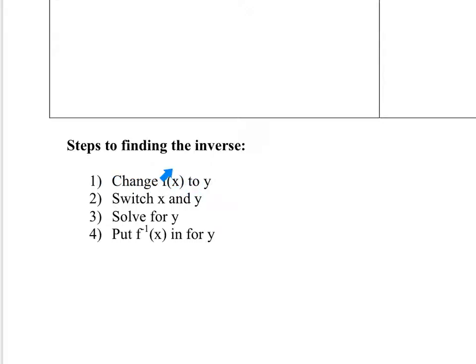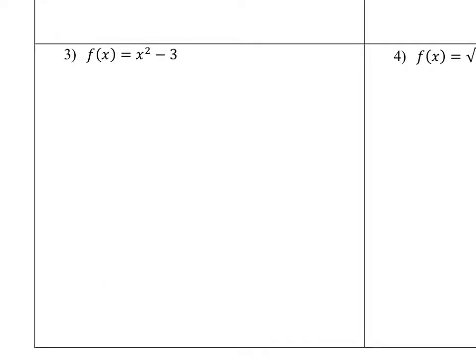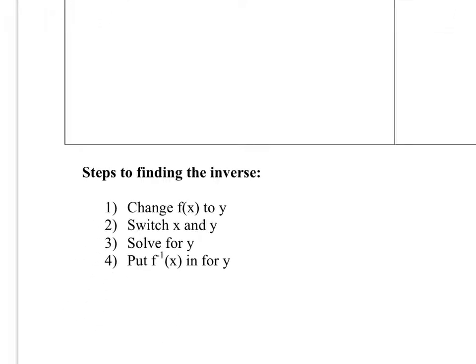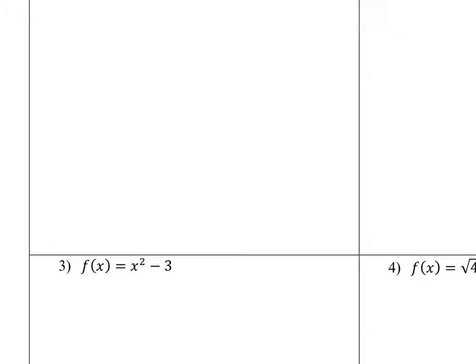First thing you got to do is change your f of x to y, because we reflected through the line y equals x, and in each of these problems that you see up above, like this problem, there's no y. You don't see a y at all. So f of x is your y. Then switch the x and the y. Where there's an x, put a y, and vice versa. Solve for y and put the notation in. So the hardest part is the solving, but the rest of it, you should be able to do with relative ease.